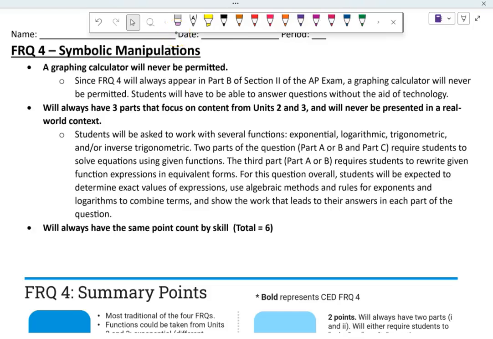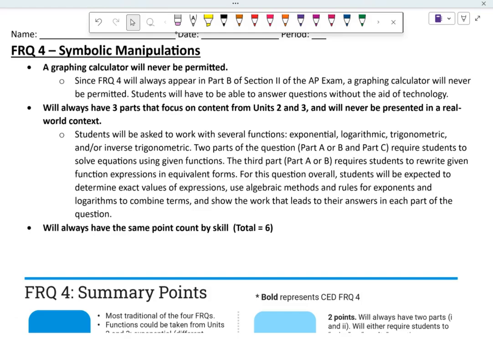All right, FRQ number 4. This is symbolic manipulation. As I mentioned earlier, there is no calculator permitted on this part. So you need to be able to do all the work on these without the use of a calculator. I highly recommend that when you do this one especially, do not get a calculator out. You need to be practicing it without a calculator. You need to be able to do it all by hand.